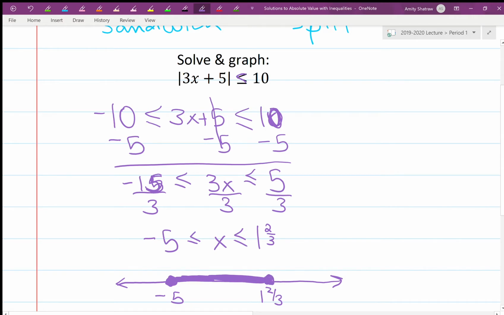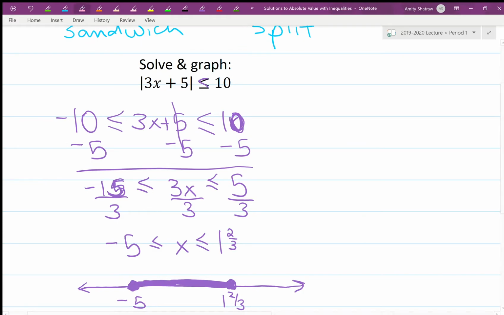You're like, you know what? You did that really fast. I'm not sure I believe you. Okay, so let's check something. Let's try a value. And I'm going to say, why not try 0? It's right there on the number line. It's inside of my sandwich. And I'm hoping that if I plug it in, I will get a value that is true. If it is true, then I have found the correct solution.